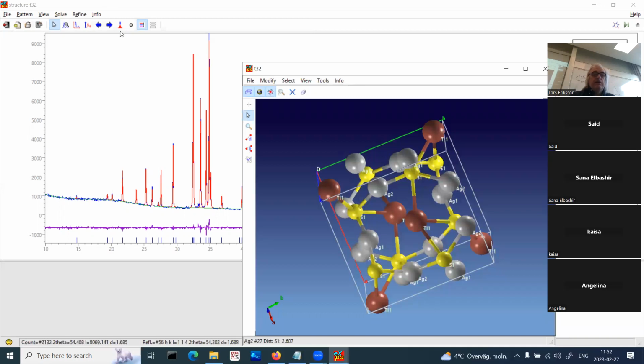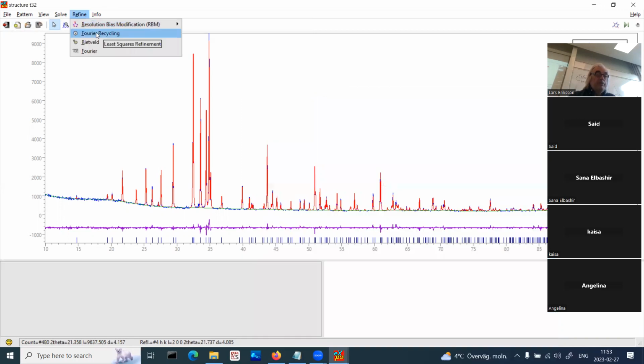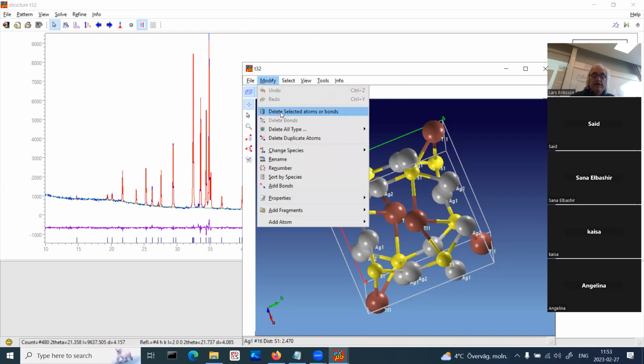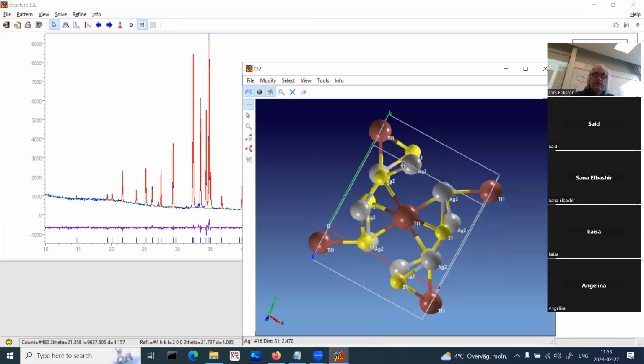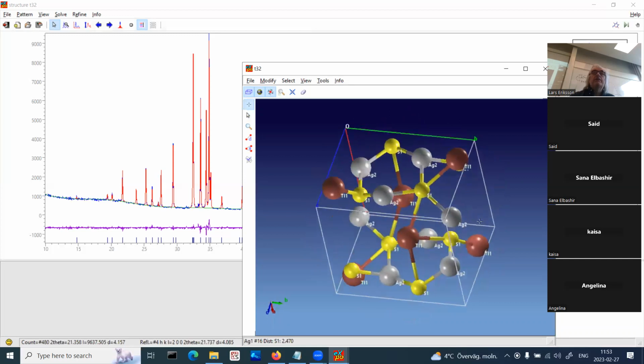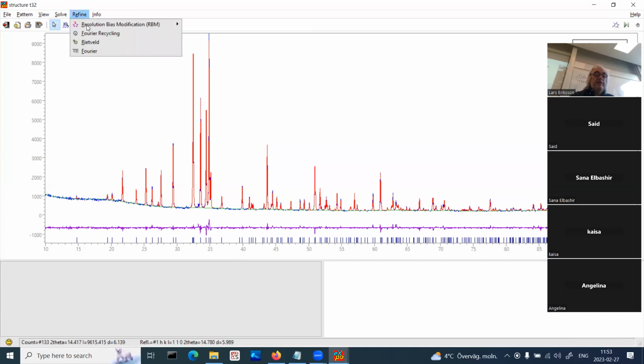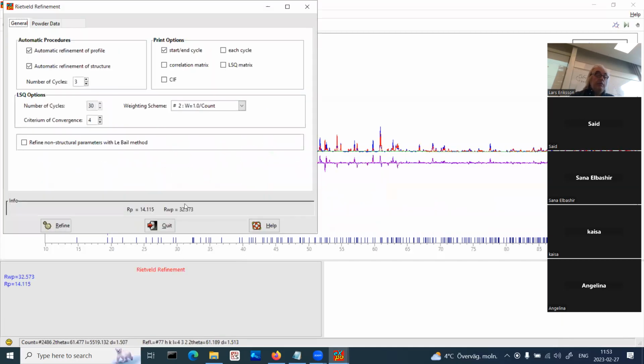Otherwise, there are a lot of possibilities in the refine. We could do a Fourier map, if we suppose we would miss an atom. We can select some atom. Which one? We select the silver atom here and modify, delete that one. So is this our structure? Yeah, why not? It's not easily seen. Let's see if it fits with the refinement. Rietveld. Hopefully it won't fit.